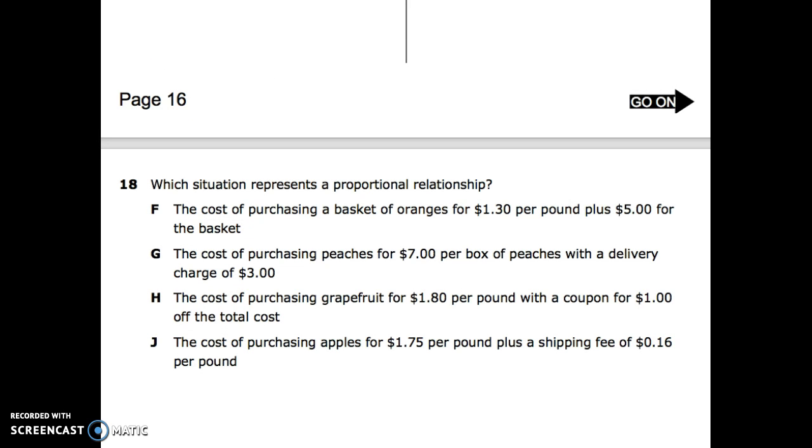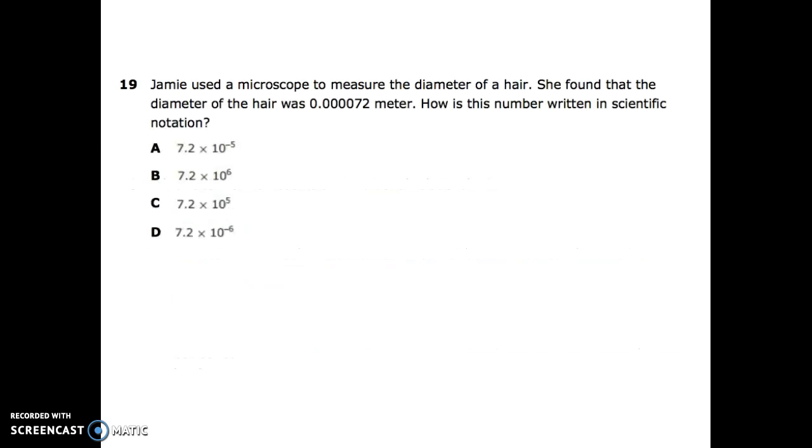Number 18. Which situation represents a proportional relationship? F. The cost of purchasing a basket of oranges for $1.30 per pound plus $5 for the basket. G. The cost of purchasing peaches for $7 per box of peaches with a delivery charge of $3. H. The cost of purchasing grapefruit for $1.80 per pound with a coupon for $1 off the total cost. J. The cost of purchasing apples for $1.75 per pound plus a shipping fee of 16 cents per pound.